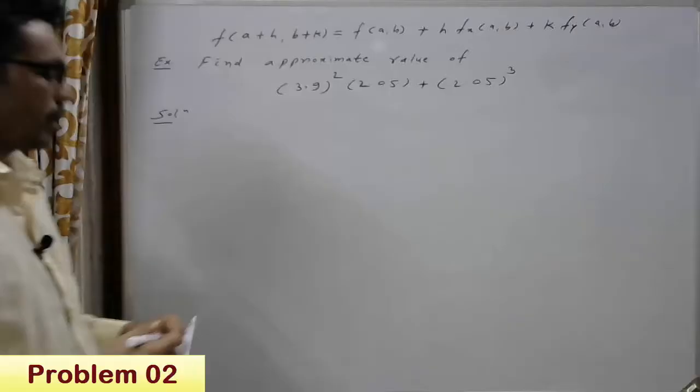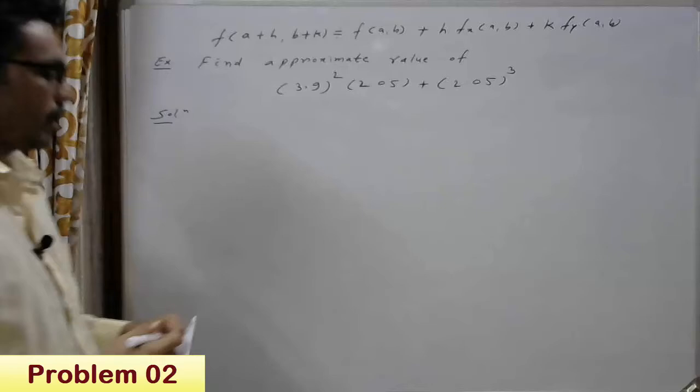In this problem, we have to find the approximate value by using the differential: f(a+h, b+k) is approximately equal to f(a,b) + h·fx(a,b) + k·fy(a,b).